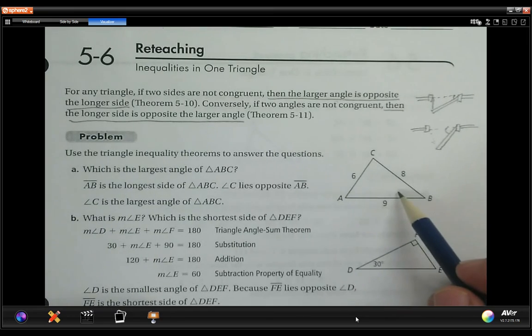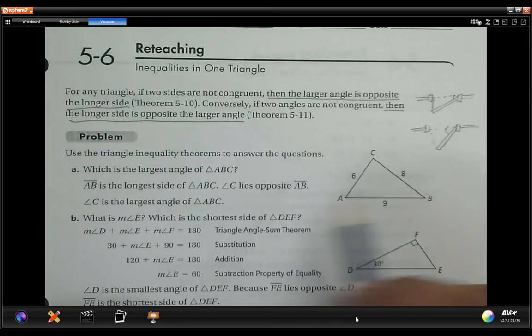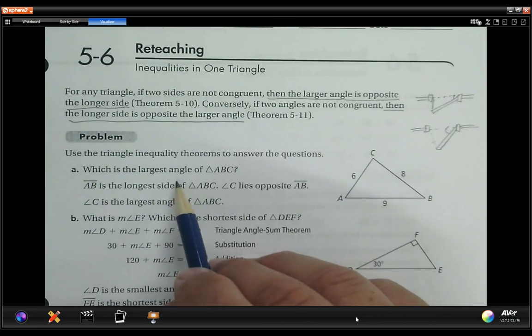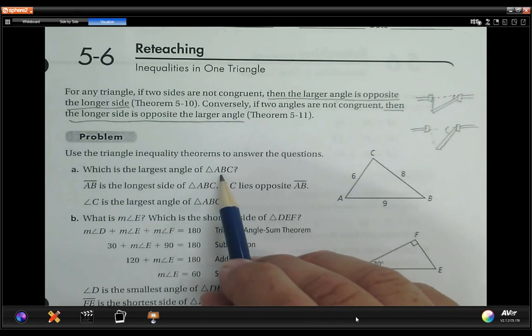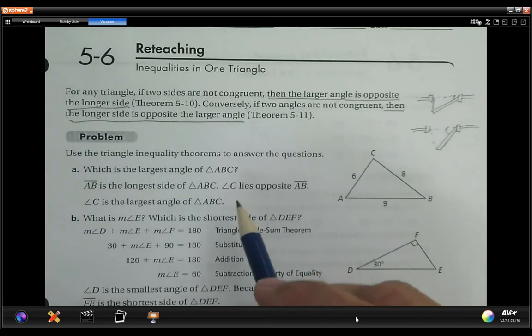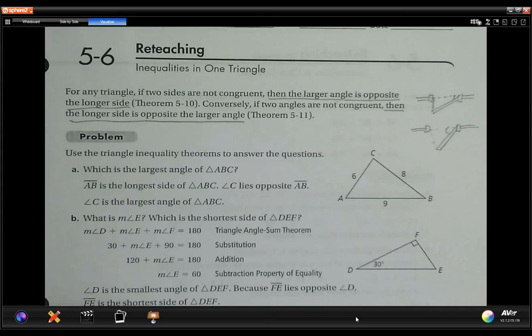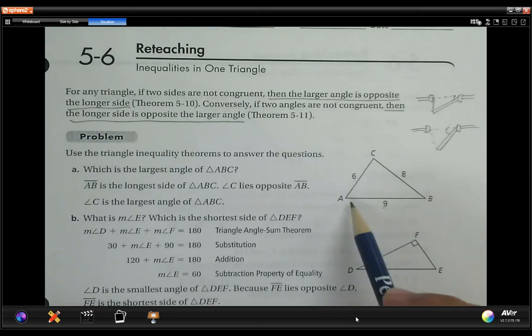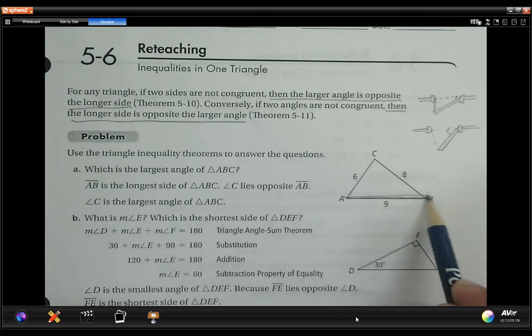So let's look at an example here. It's telling us to use this theorem to try to answer these questions. So it says, what is the largest angle of triangle ABC? Here's triangle ABC. Well, we know that the biggest angle is across from the biggest side, right? So where's my biggest side at? Well, I've got 6, 8, and 9. So 9 units is obviously my biggest side. So this is my biggest side right here.